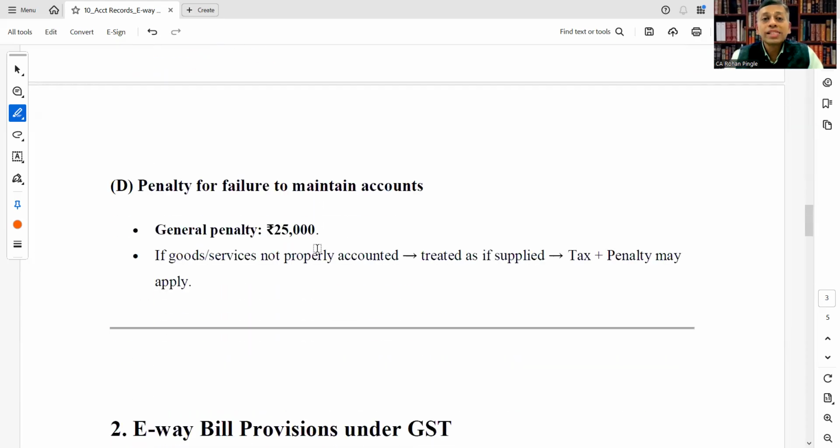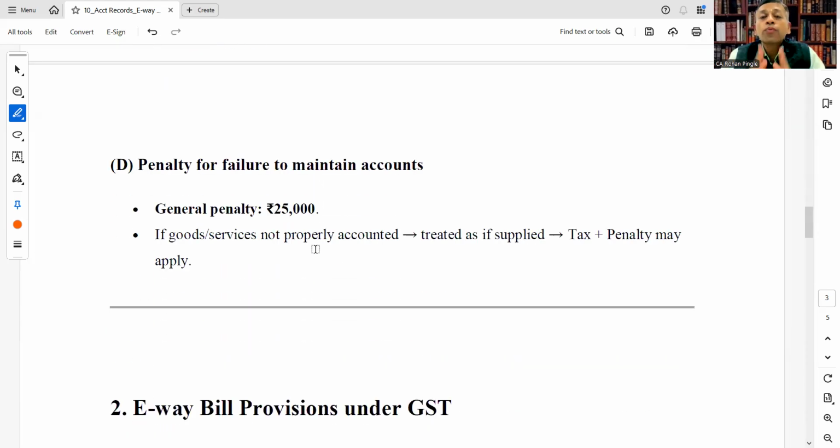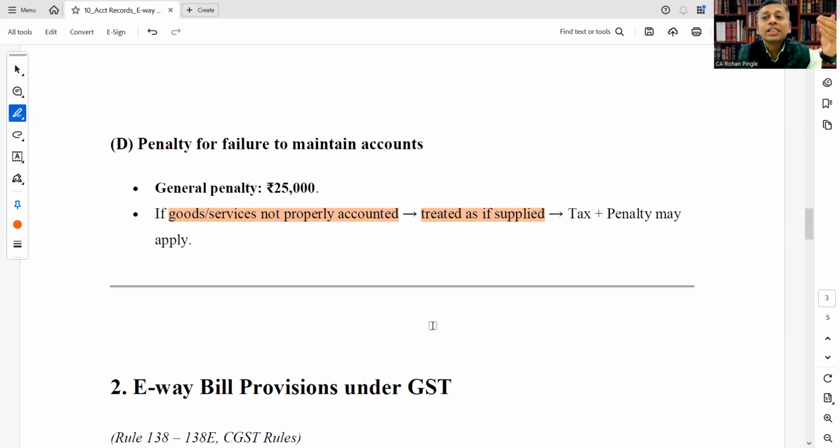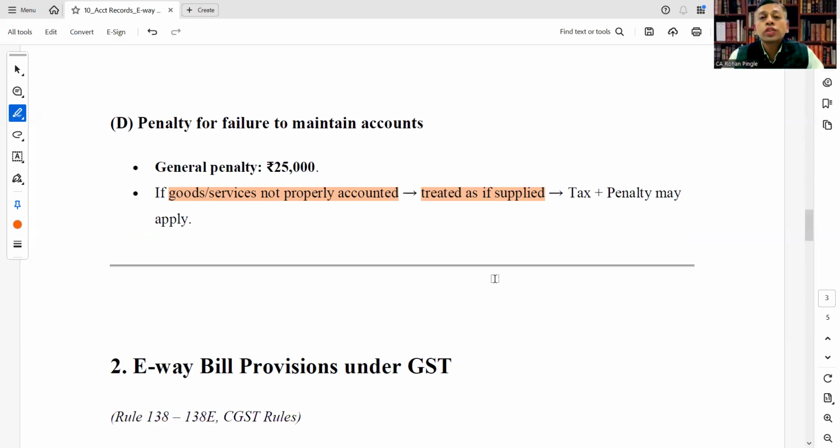After that, now we will see what will be the penalty for failure to maintain records. General penalty is rupees 25,000, and if goods or services are not properly accounted, they are treated as if supplied, and tax plus penalty may apply. So this is all about accounts and records.